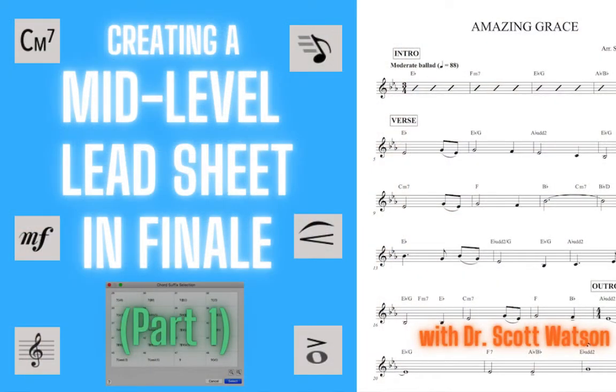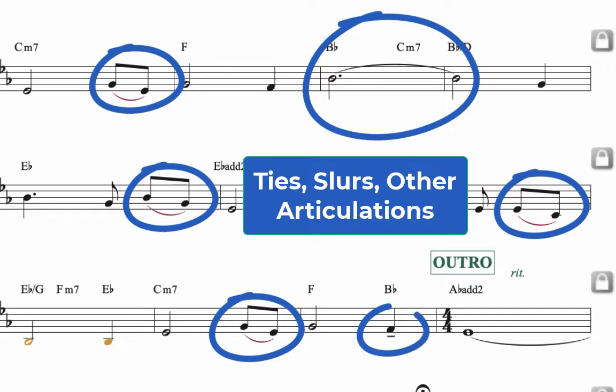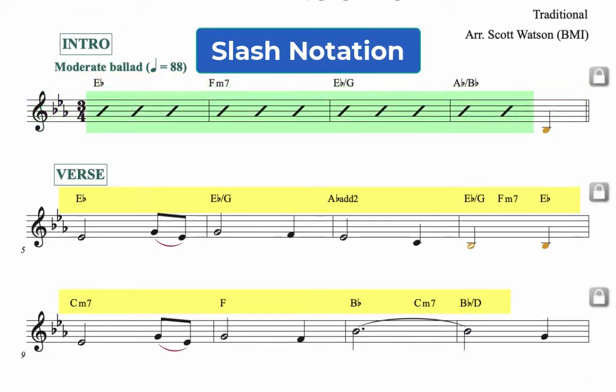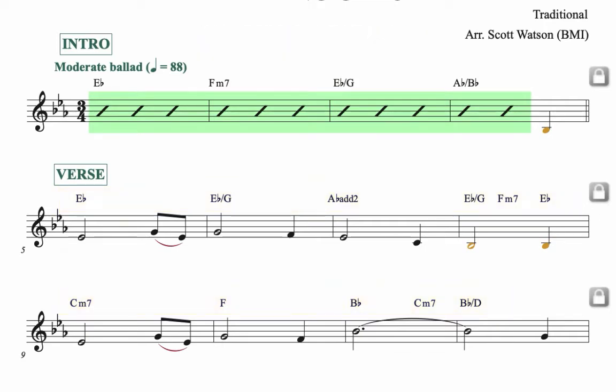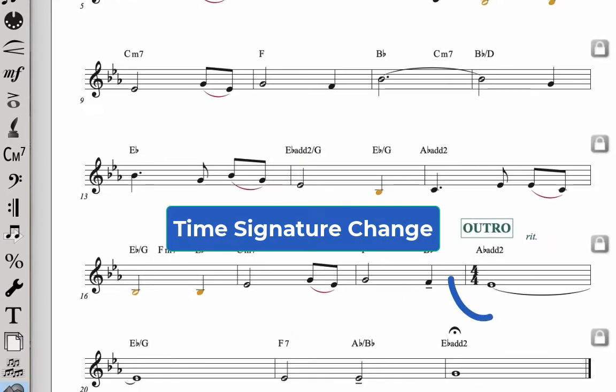In part 1 of creating a mid-level lead sheet, we included even more lead sheet tools and features, including adding ties, slurs, and other articulations, chord symbols, slash notation like we use in the introduction here, with what Finale calls a staff style, labels for formal sections such as the intro, verse, and outro, and adding a time signature change.